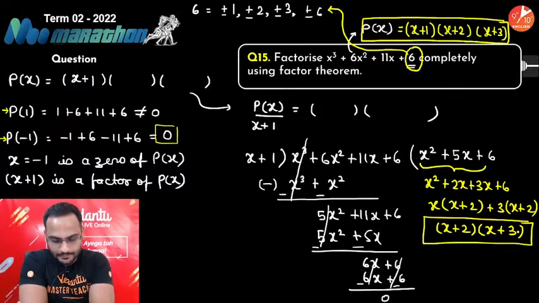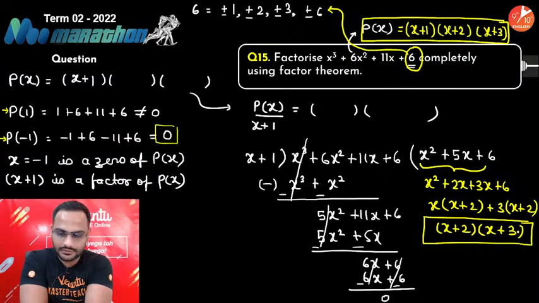Okay beta? Satyam, there is no difference. Roots of a polynomial, zeros of a polynomial, same thing. Okay, clear? I'll move ahead now.